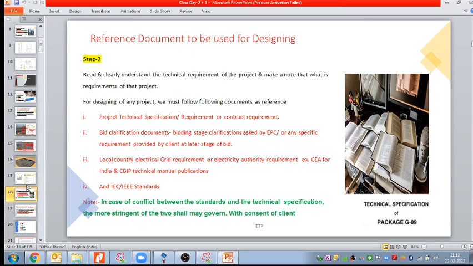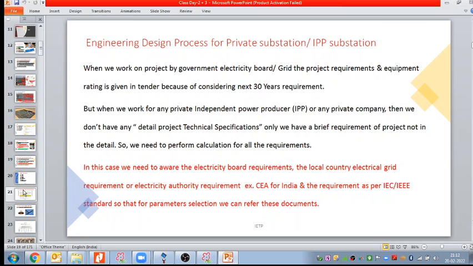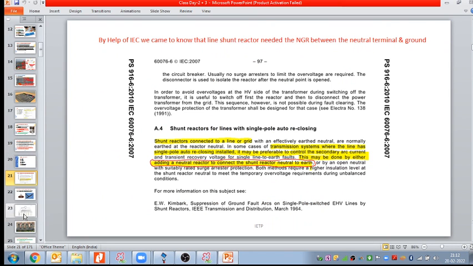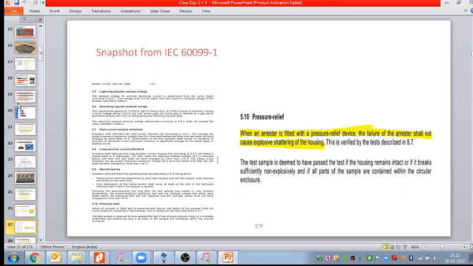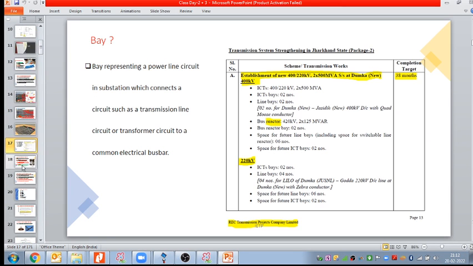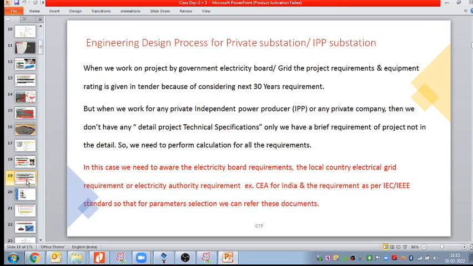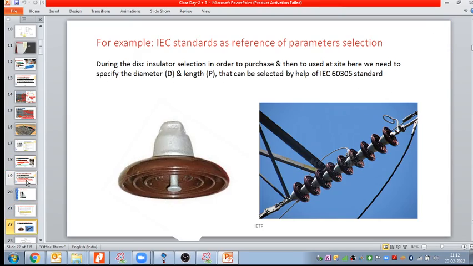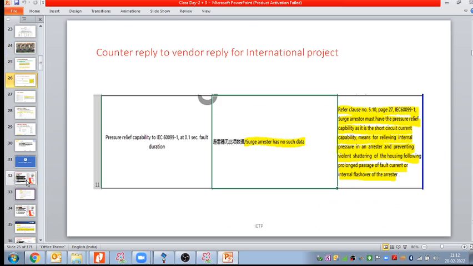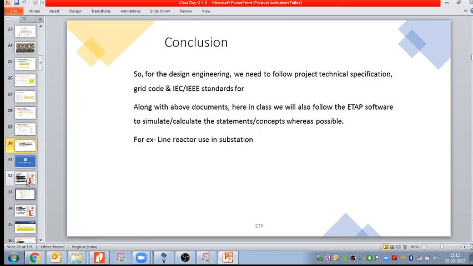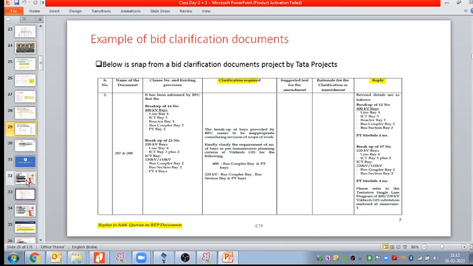Let me take this slide. So we discussed this point, this point, and this point B. Then step 2, IEC standard. All of this we have taken with reference to IEC standards.